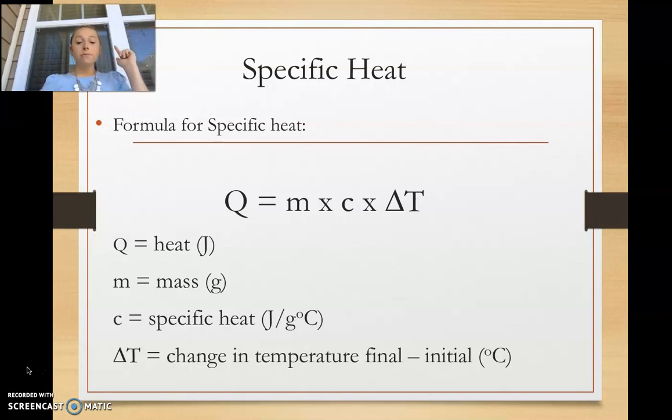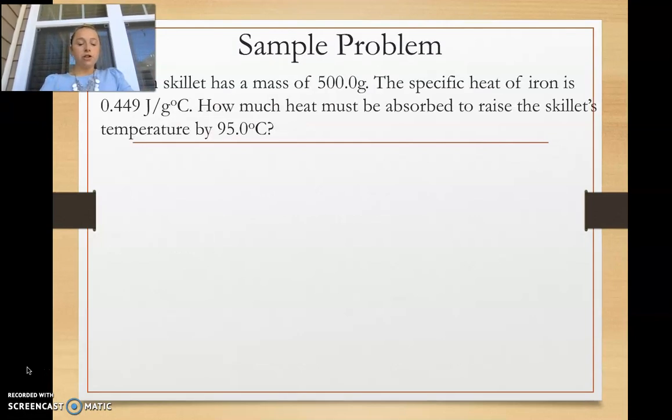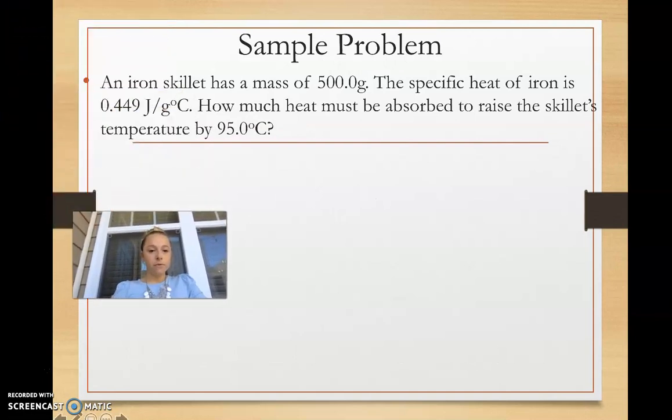Your M is going to be mass, which is going to be in grams. Specific heat is going to be joule per gram per Celsius. And then your change in temperature is always going to be the final temperature minus the initial temperature in Celsius. Remember, we went over what delta meant, and that means change. So delta T is going to be change in temperature. So let's jump into a practice problem.